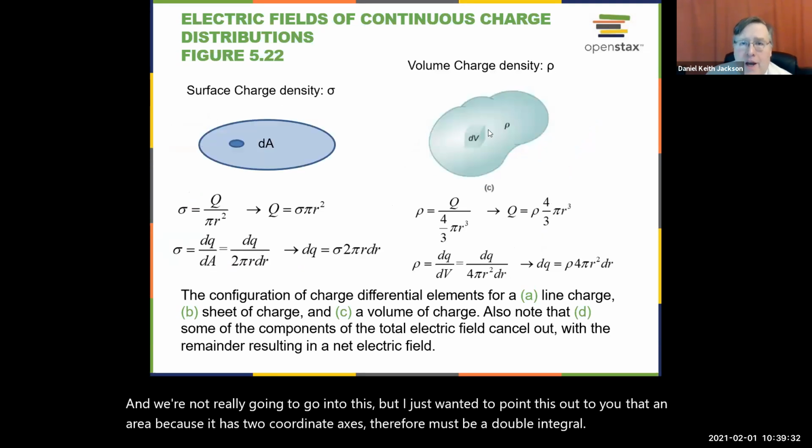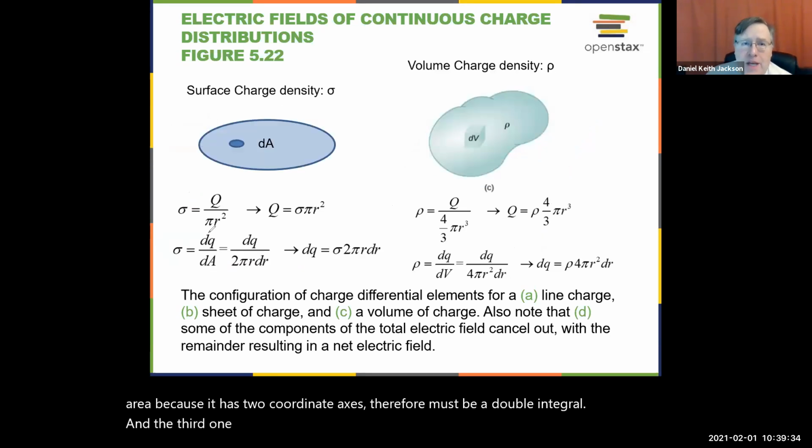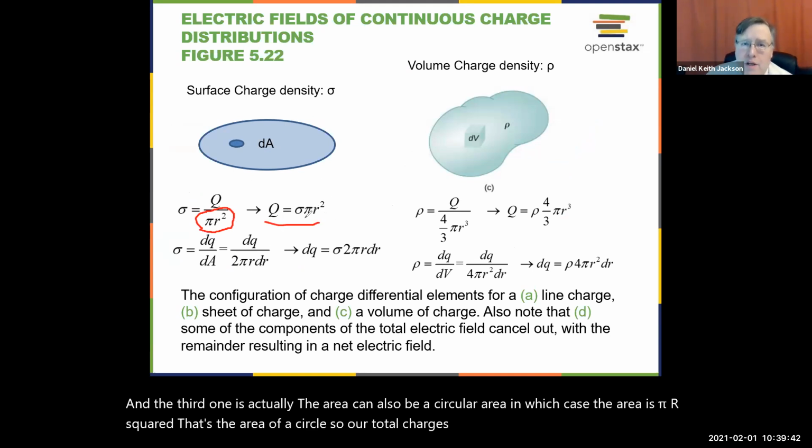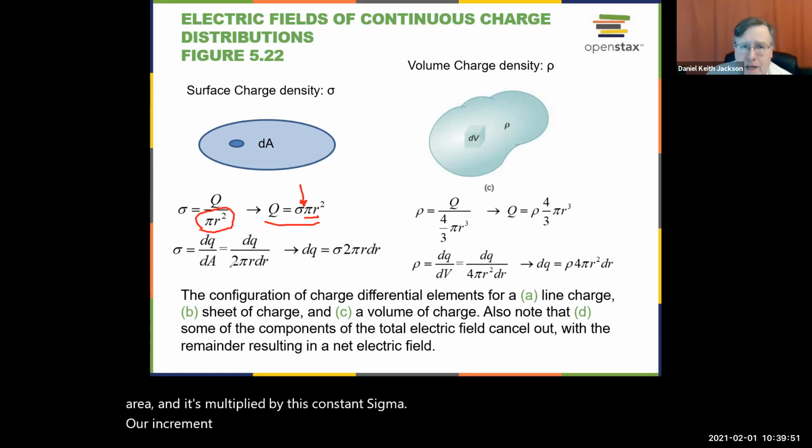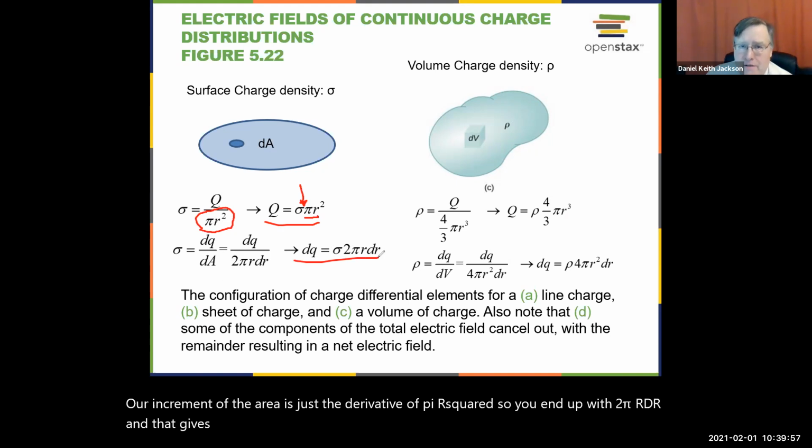Then the third one is, well, actually, the area can also be a circular area, in which case the area is pi r squared. That's the area of a circle. So our total charge is now distributed over this circular area, and it's multiplied by this constant sigma. And our increment of area is just the derivative of pi r squared. So you end up with 2 pi r dr, and that gives us this alternate way of writing dq for a circular surface.